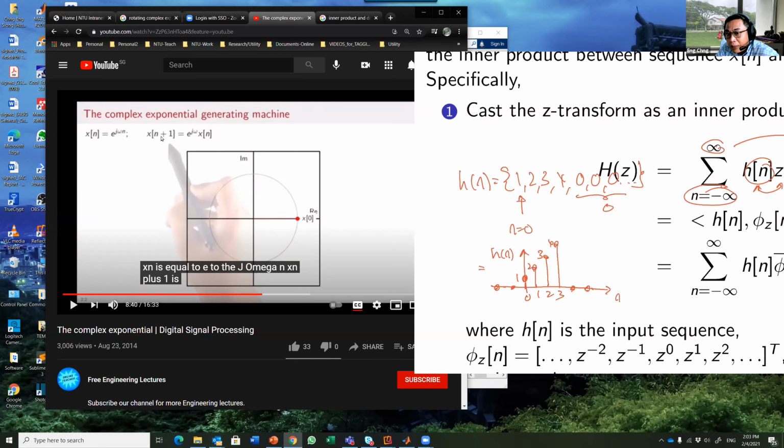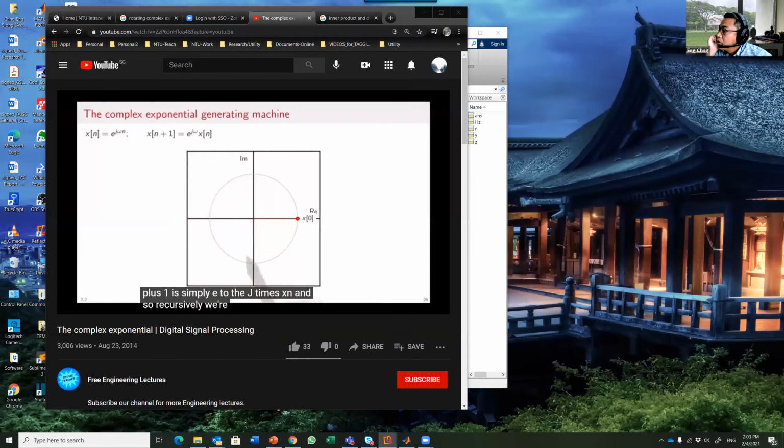But the next time when I do n, he's going to be jumping here, jumping here, jumping here, here along the unit circle. Let's see. Is simply e to the... okay, I can't hear him. Can you guys hear him? Recursively, we're going to generate successive samples of this exponential. So let's start at x0.